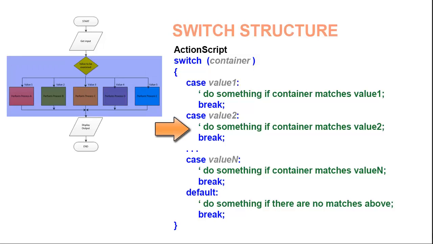So if case value 1 did not match, well then we're going to compare to value 2. And if that matches, we'll do something. If that doesn't match, we'll compare value 3 and so forth until we get to value n, which might be a 4th value, it might be a 100th value. And if none of those are true, we might also have a default case that we would do something if there were no matches whatsoever.